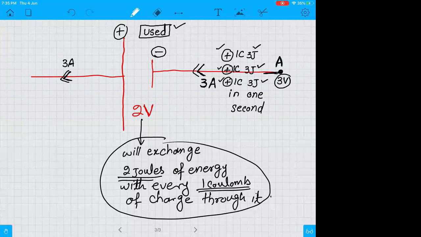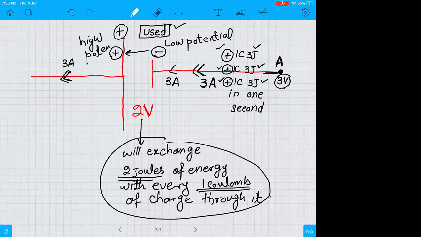So the energy possessed by every 1 coulomb charge is the volts. Point A is at 3 volts. That's why every 1 coulomb charge passing through A has 3 joules of energy. Now you see this 3 ampere current is moving from the negative terminal towards the positive terminal. So the negative terminal is the low potential terminal. The positive terminal is the high potential terminal.